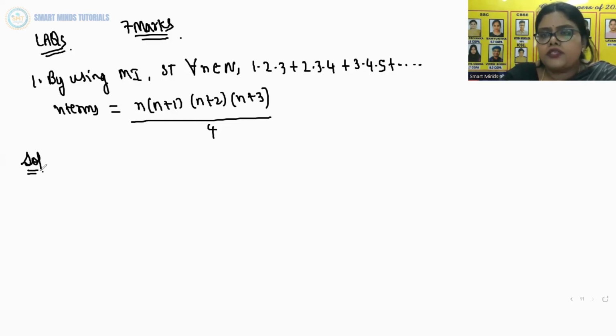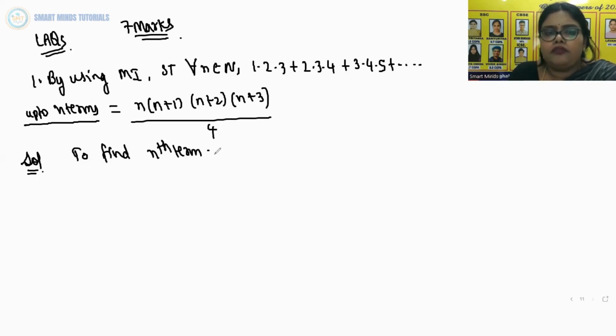So in the process of mathematical induction, we do it in 3 steps. First step is to show that S of 1 is true. Then the second step is to assume that S of k is true. Then the third step is to show that S of k plus 1 is true. But over here, whenever up to n terms is given, we will find the nth term first. So first you write down, to find the nth term. We will put this as the side heading.